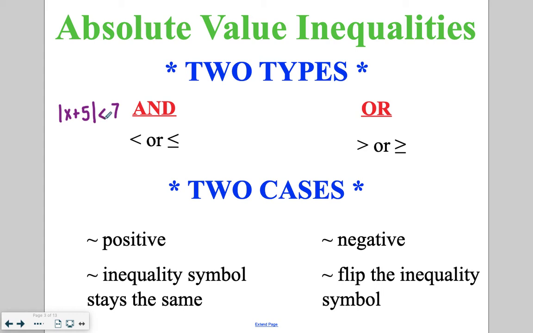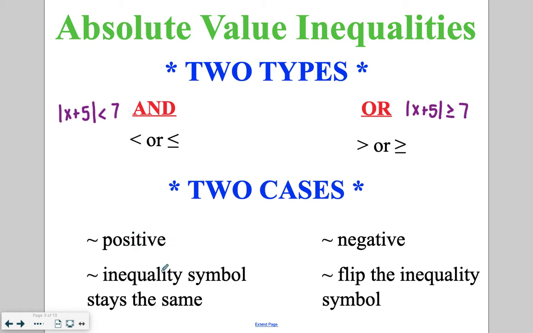On the flip side of that, we have our other type, which is the OR type. This is saying that it is greater than or equal to. So for example, if you have the absolute value of x plus 5 is greater than or equal to 7, then you are going to follow the OR type. Either way, each type has two cases.